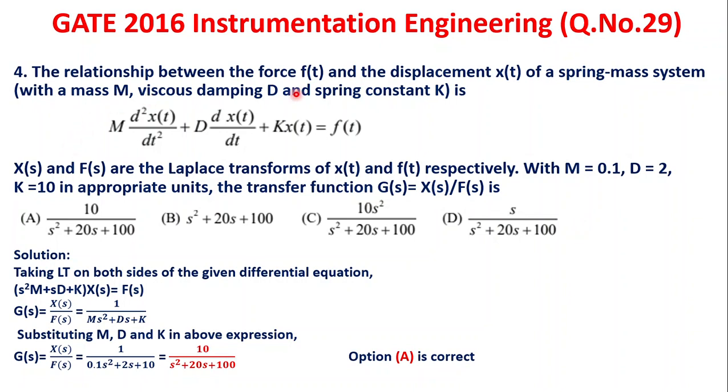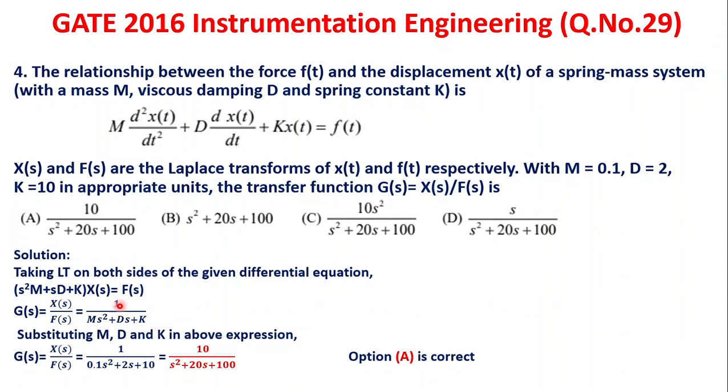So first we have to take the Laplace transformation on both sides of the given differential equation, because we are asked to find out the transfer function, that's all. So if we find out the transfer function, what will happen to m d square x by dt square? s square m x of s. This is s d x of s. k x of s equal to f of s. So what is x of s by f of s?